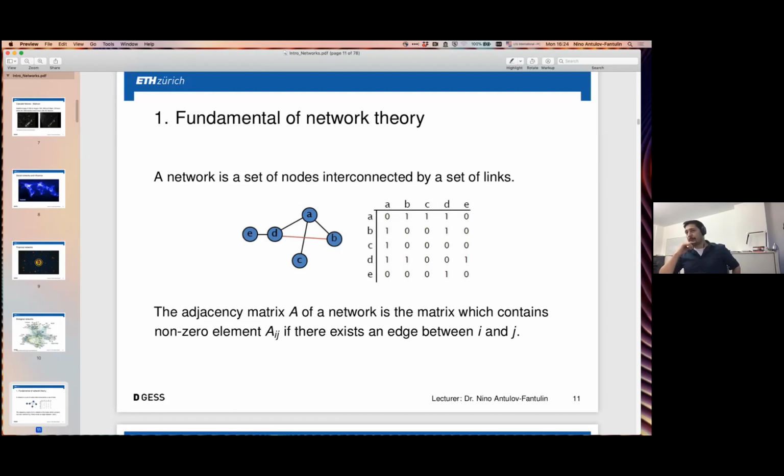As we have said, a network is a set of nodes interconnected by a set of links. One way you can fully describe this network structure is something called the adjacency matrix.